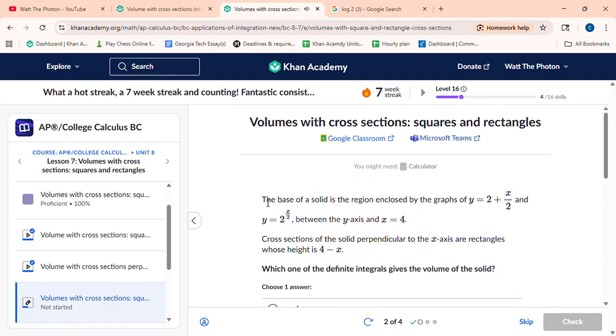The base of a solid is the region enclosed by the graphs y equals 2 plus x over 2 and y equals 2 to the power of x divided by 2, between the y-axis and x equals 4. Cross-sections perpendicular to the x-axis are rectangles whose height is 4 minus x. What gives the volume of the solid? Okay, so you have the integral.